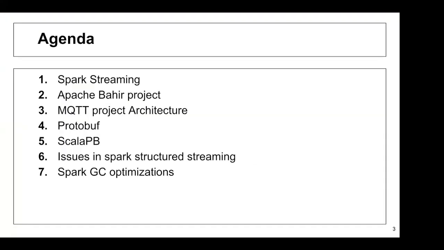So here is the agenda that we are going to follow in this talk. We will talk about Spark streaming, and then the Apache Bahir project. It's important to talk about MQTT as well. And then we will talk about Protobuf and ScalaPB, and some issues that I faced in Spark structured streaming for MQTT, and some optimizations in Spark.